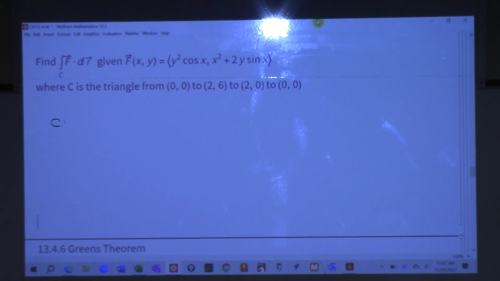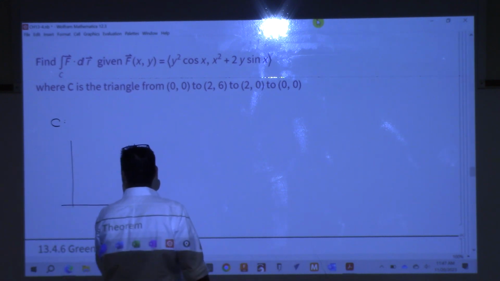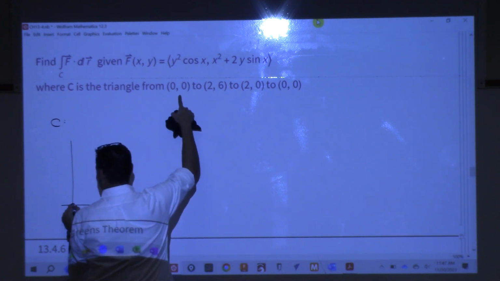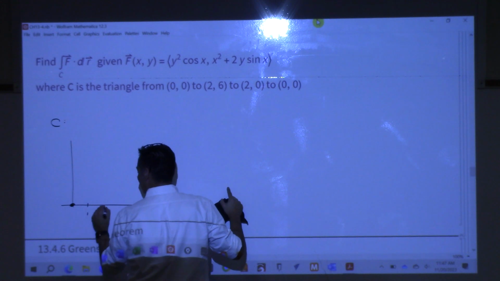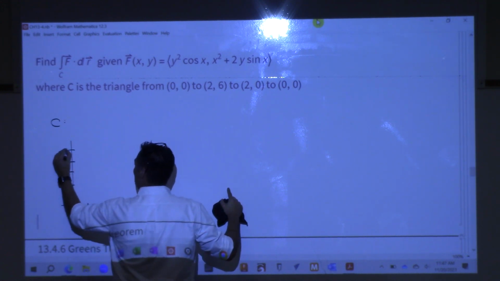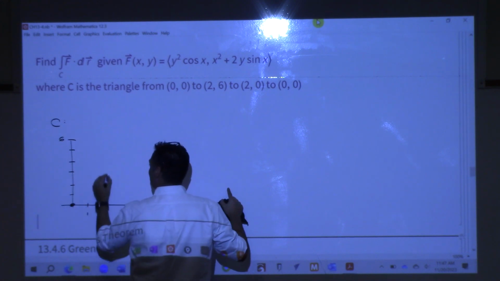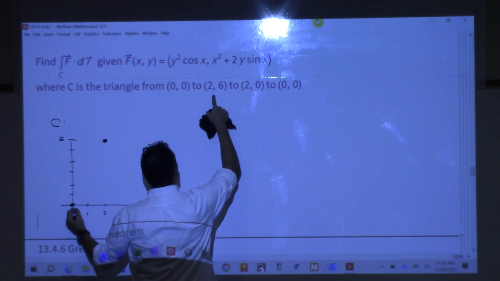Remember when you plotted (2, 6)? I just need to reset. (0, 0) is here, right? Where is (2, 6), Robert? 1, 2, 1, 2, 3, 4, 5, 6. There we go. Okay, that's (2, 6).